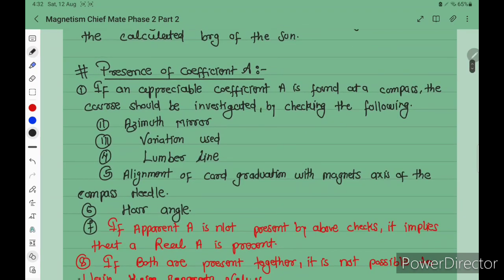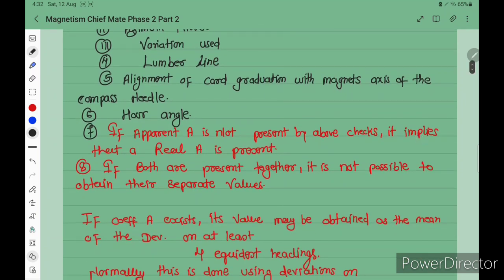Presence of coefficient A. If an appreciable coefficient A is found in a compass, the cause should be investigated by checking the following: azimuth mirror, variation used, rubber line, alignment of the card graduation with the magnetic axis of the compass needle, and over angle. If apparent A is not present by the above checks, it implies that real A is present. So if your instrument is perfect, there is no apparent A. If your vessel shows constant deviation on all headings, that means real A is present. If both are present together, it is not possible to obtain their separate values.